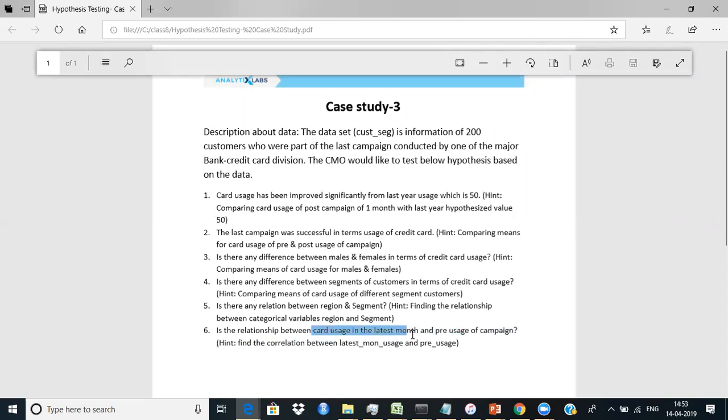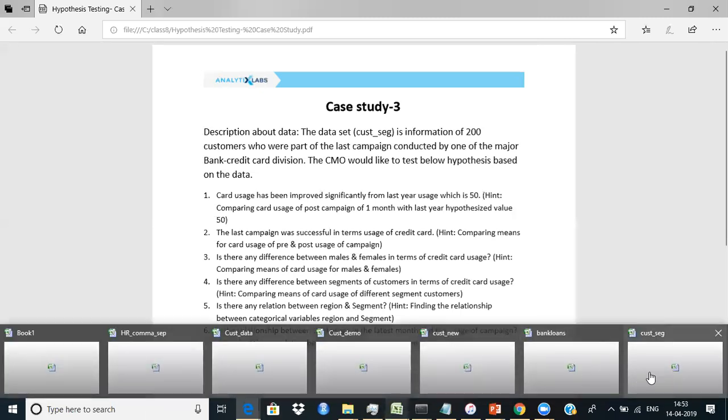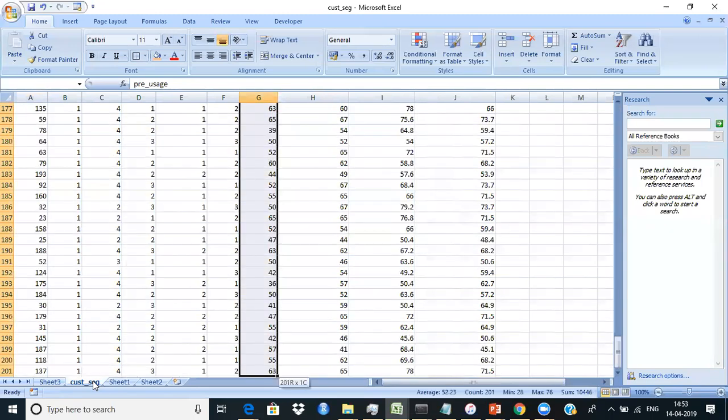Now, what type of variable is card usage? Numeric. And in both the cases, right? So here, if I generalize this, we want to find out if there is any relationship between two numeric variables, right? Okay. To find out the relationship between two numeric variables, the statistic that we will use is known as correlation. Okay. So first what we do is copy the data.